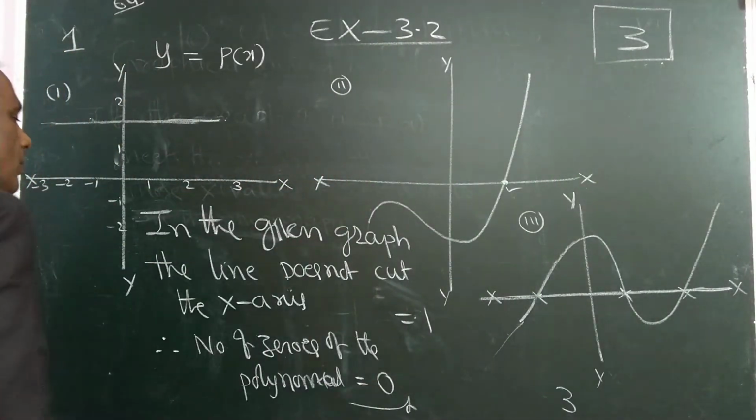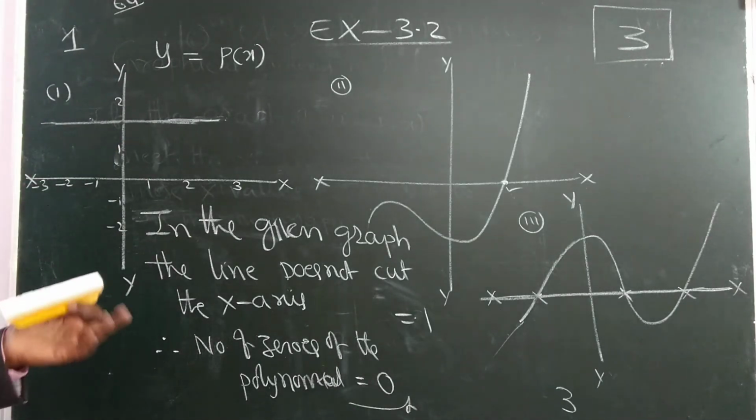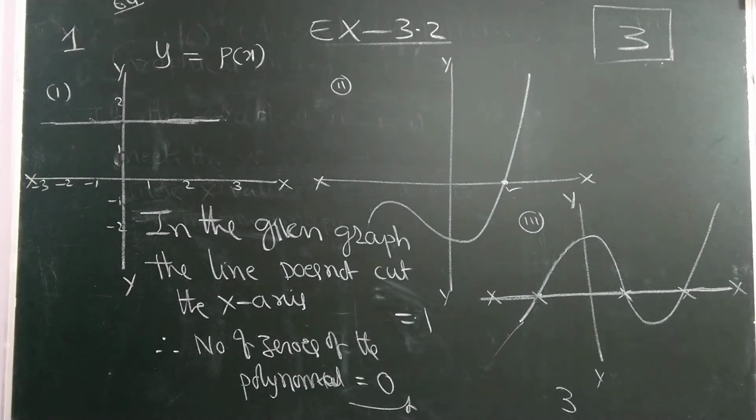In the given graph, the line doesn't cut the x-axis, so therefore the number of zeros of the polynomial is nothing but 0.